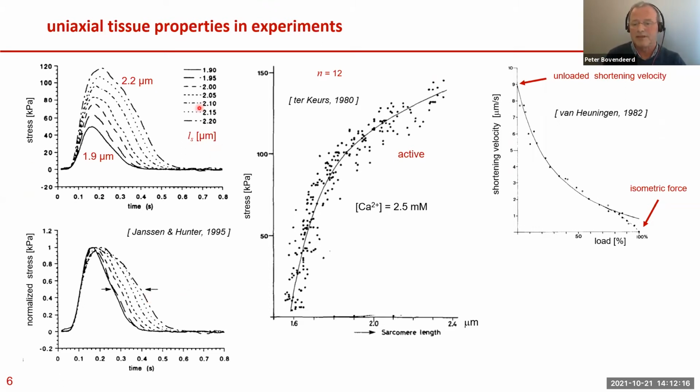So in these experiments, well, these are isometric, so there's no shortening at all. So shortening velocity is 0, and you have a maximum active stress that can be achieved. On the other hand, if you stimulate the muscle while it's not loaded at all, it can reach a certain maximum shortening velocity. And then, in the regime in between, there's this hyperbolic relation between shortening velocity and load. And finally, this type of experiment also reveals the passive stretch behavior. And here you can see the passive stress as a function of sarcomere length.